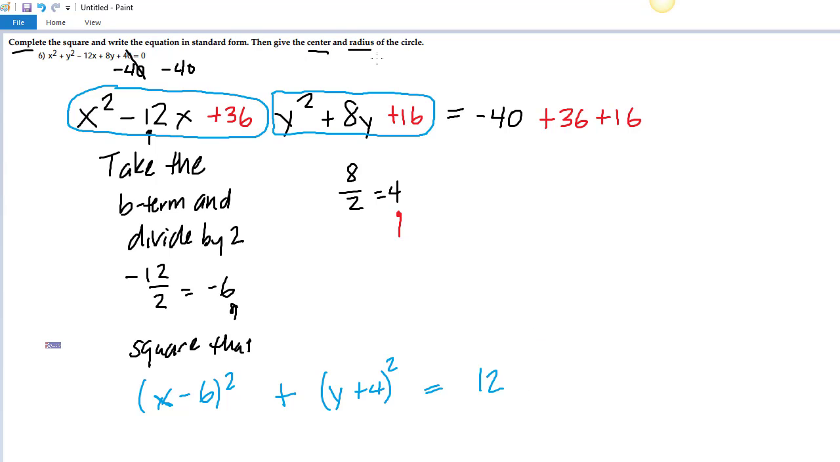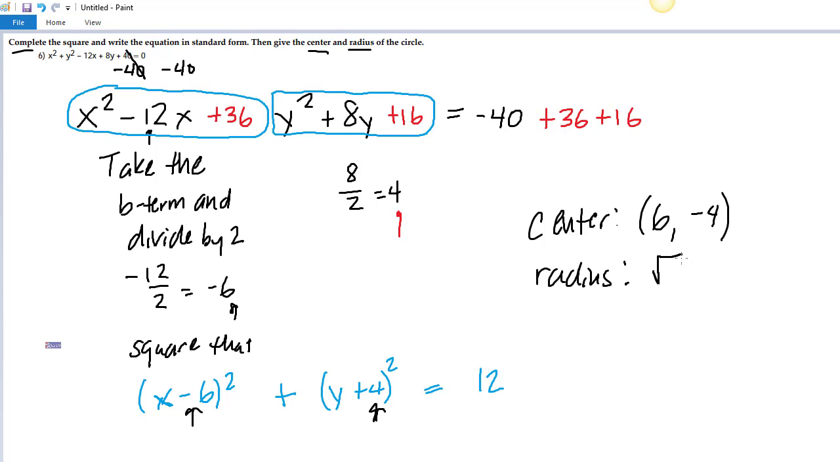So the center and the radius then of that circle: remember the center is the opposite sign of whatever is in here. All right, so it's 6 and then negative 4. And then the radius is the square root of 12. It's the square root of whatever is on the right-hand side.